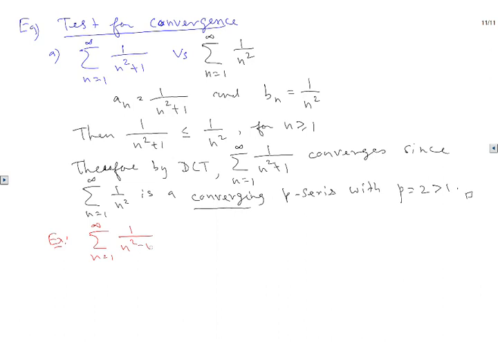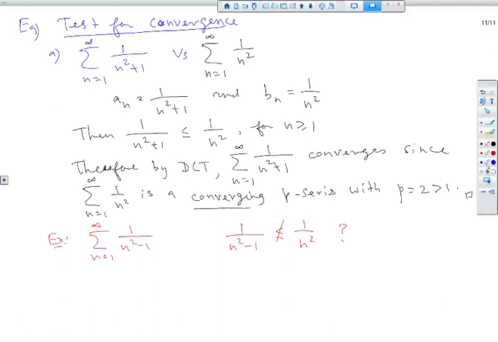So this is not true. That means if you try to use the direct comparison test for this, it's not going to work. So we need the other one. Okay, so that's about that.